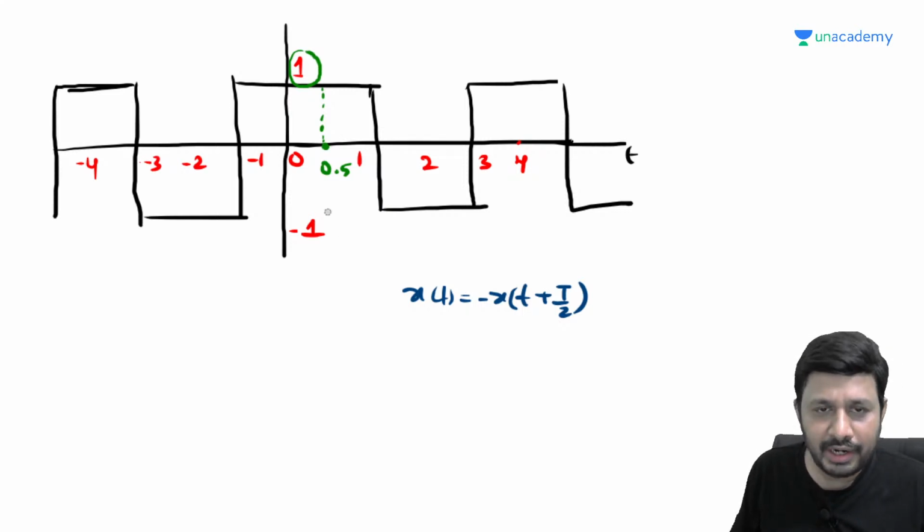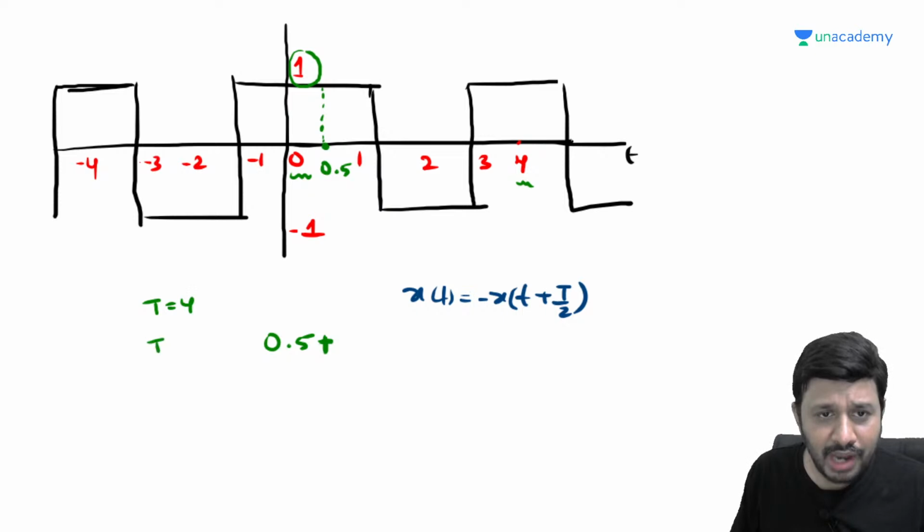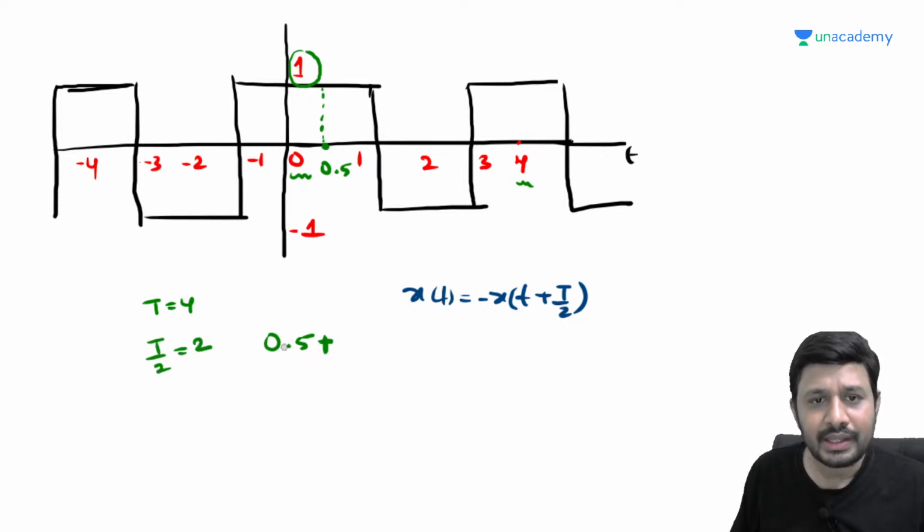To this 0.5, add or subtract half of the period. Here what is the period? Period means repetition. The shape at 0 is repeating at 4, no? So here the period is 4, so half of the period will be 2. Take one point as you wish. I took 0.5. Add half of the period. You can also subtract half of the period. So 2.5. Here t plus or minus T by 2 will come.